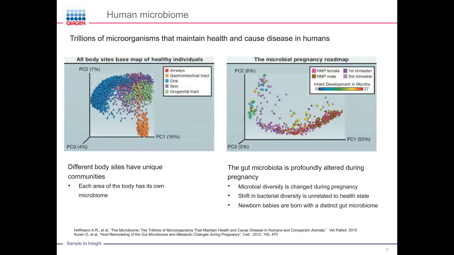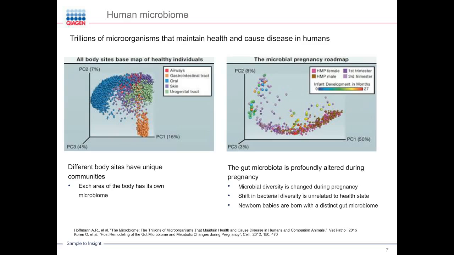The graph on the right-hand side shows you the microbiota of the gut, which is profoundly altered during pregnancy. Now, this is based on a publication that was done in Cell several years ago. The authors characterized the changes in the gut microbiota that occur from the first trimester to the third trimester of pregnancy. And what they reported is interesting. They said that the microbial diversity is changing during pregnancy, and I think they are showing it very nicely here. Second, they also show that the change is not related to the health state, it is pregnancy specific. And another important thing is that newborn babies have a distinct gut microbiome. That again is a very interesting feature.